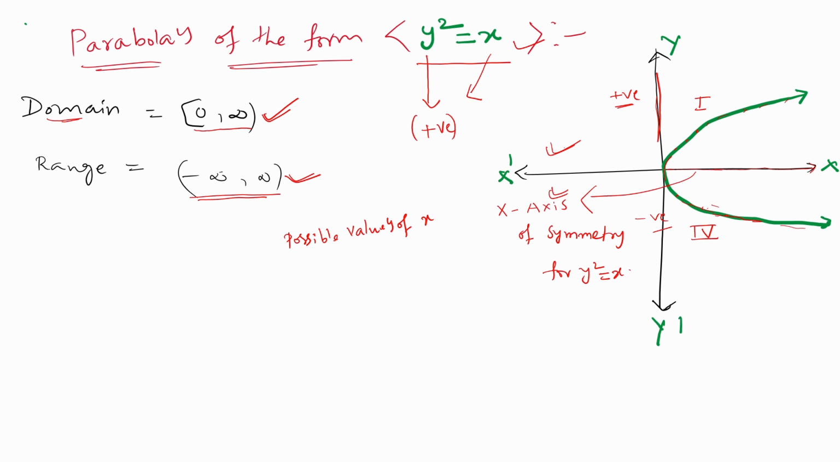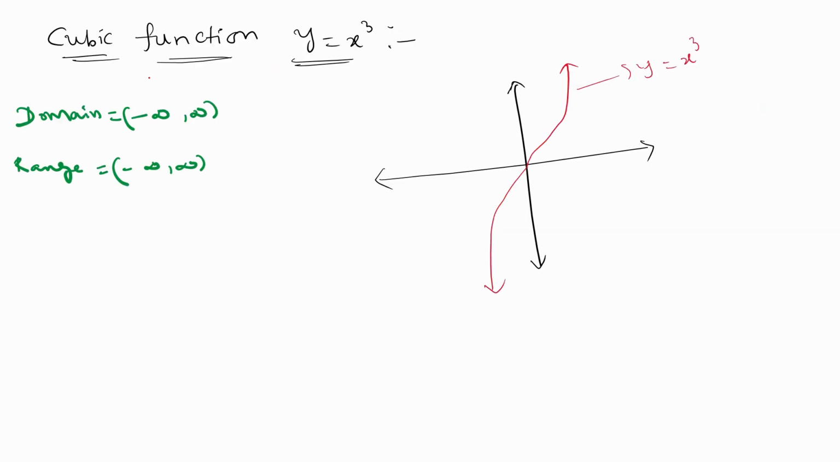Next, coming to the cubic function, it is in the form of y is equals to x cube. Now this is how I can draw the y is equals to x cube graph here. And you can see this also behaves the same way as the lower part we have drawn. So I can say this graph is symmetric about the origin, origin 0 comma 0.